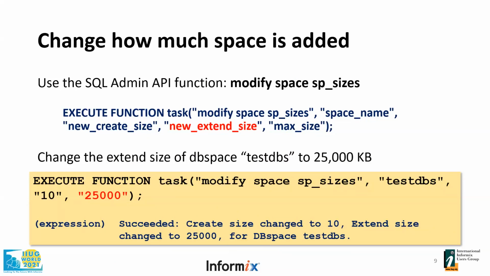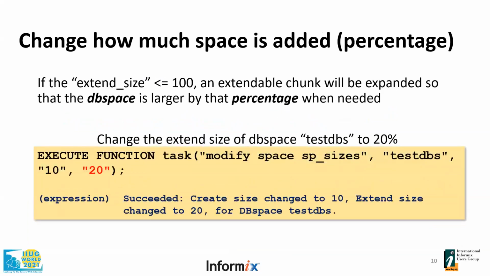So in this presentation, I've mixed up the different syntaxes. So here I'm just using K, but you can also specify meg and gig just by putting the MB or the GB in the line here. Okay, so now when this space extends, it will expand by 25,000K.